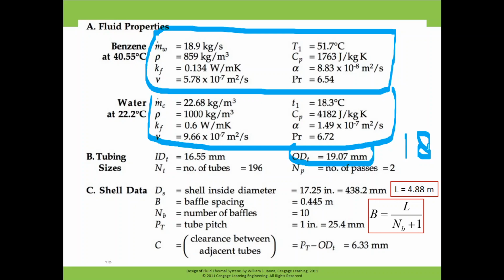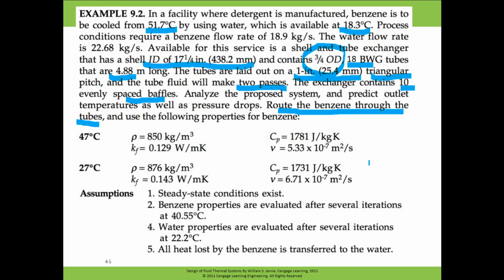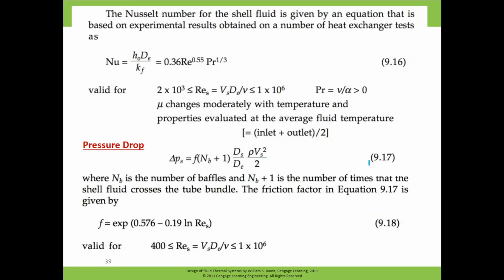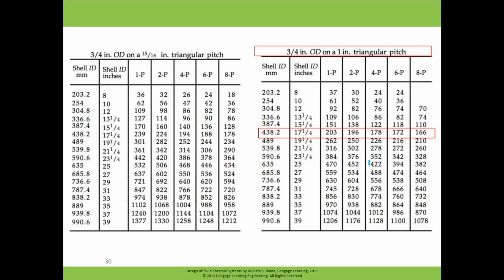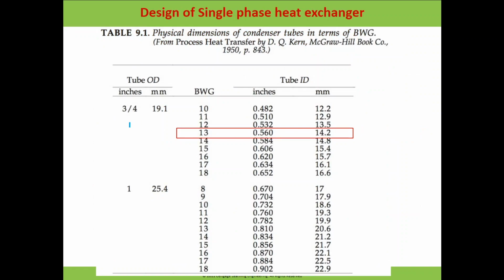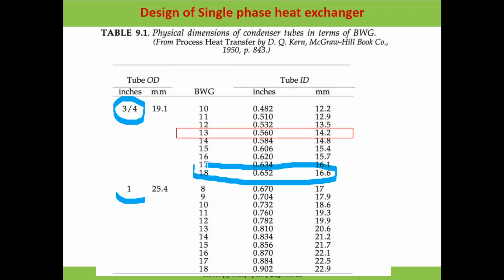So for 18 BWG, we have to go to the table and find out the thickness. Where is the BWG table? The BWG table is here. This is for 1 inch tube and this is for 3/4 inch tube. This is our case, 3/4 inch. And where is the 18 BWG? Here is the 18 BWG.